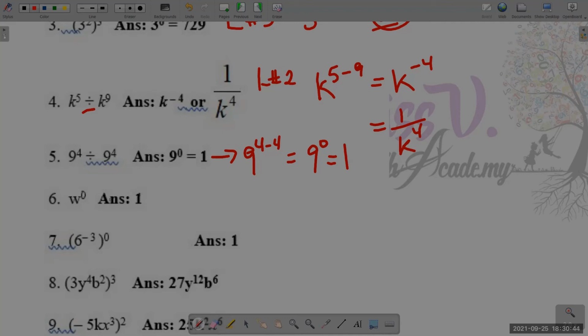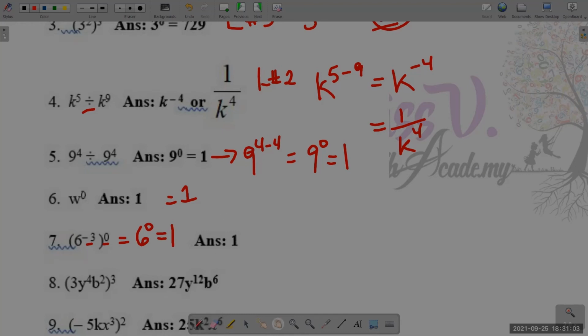This is simply law number 4. W raised to the power of 0 is equal to 1. Look at this here. They try to fool us. Even though it's the brackets, even if we multiply it, anything times 0 is 0. So this is going to give us 6 to the 0, which is essentially still what? Law number 4, which gives us 1.